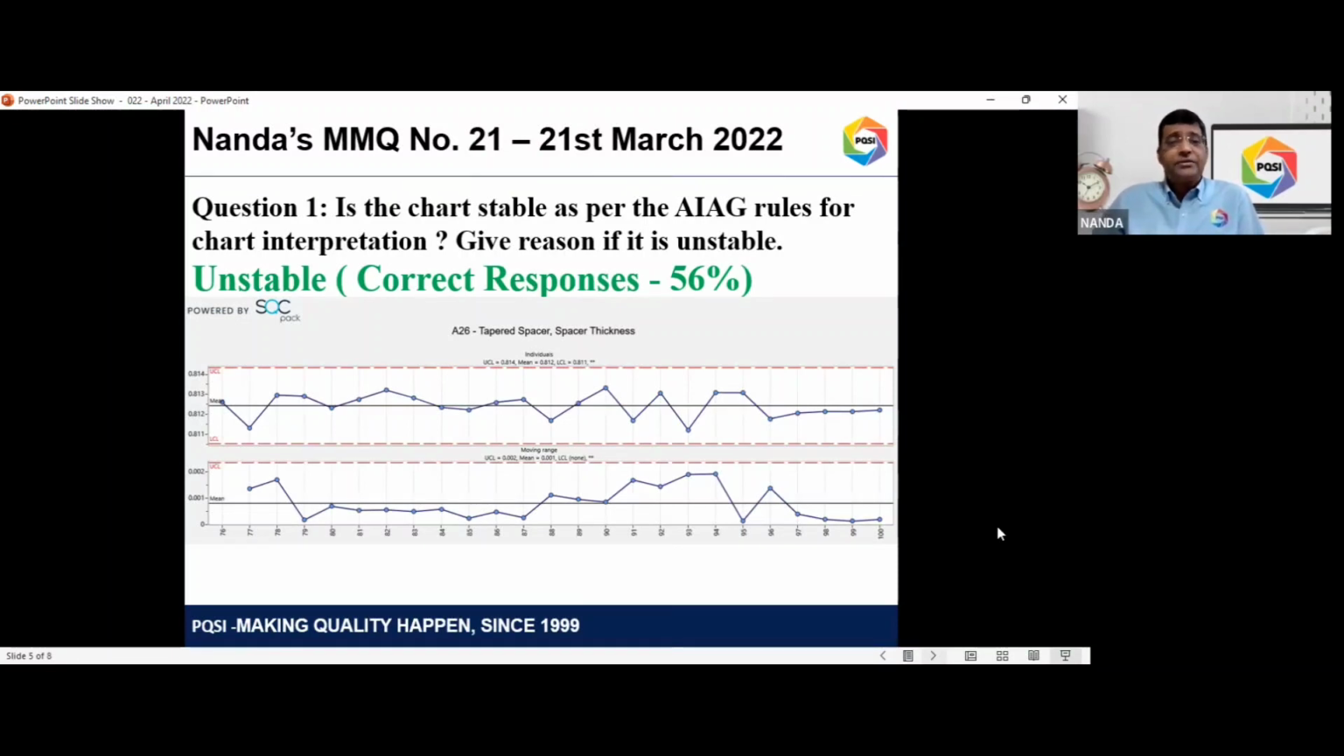It is unstable. The reason why it is unstable is because you see a run of 7 points above the mean line in the range chart. And you also have 7 points below the mean line in the range chart. So a run of 7 above or below the average line. So that's the AIAG rule. And so 56% of the respondents got this correctly. So the correct answer is unstable, and the reason is there is a run of 7 points above or below the average line in the range chart. So that's the explanation for question 1.